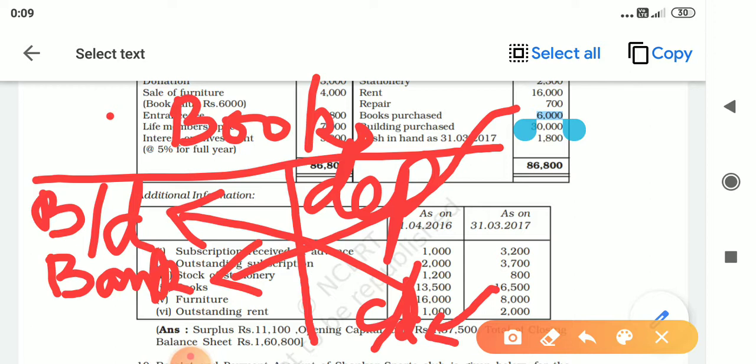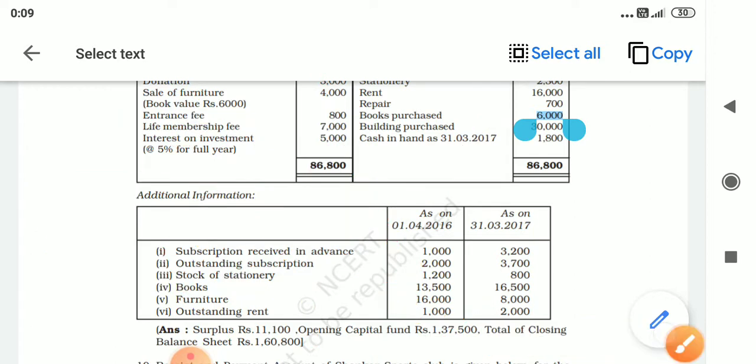So 13,500 plus 6,000, 19,500 minus 16,500, 3,000 is depreciation on books, and this 3,000 will appear in the expenditure side. 13,500 will appear in the asset side of opening balance sheet, and 16,500 will appear in the asset side of closing balance sheet. Okay, done. Now, so books are over.